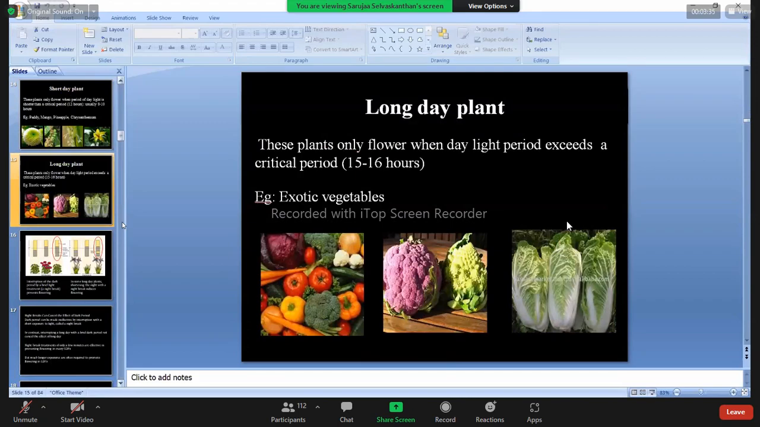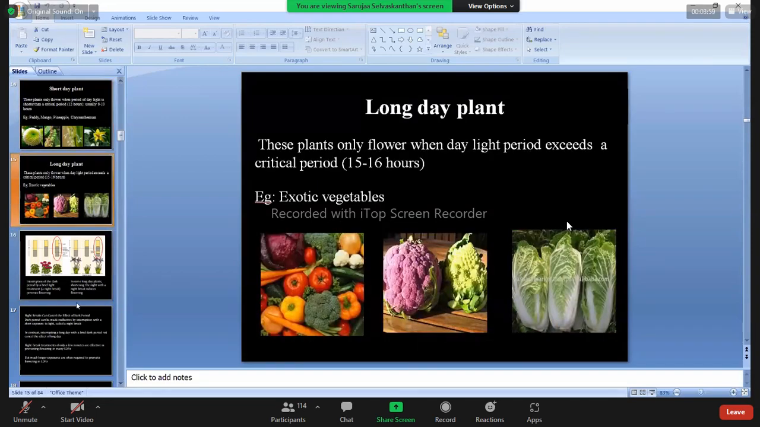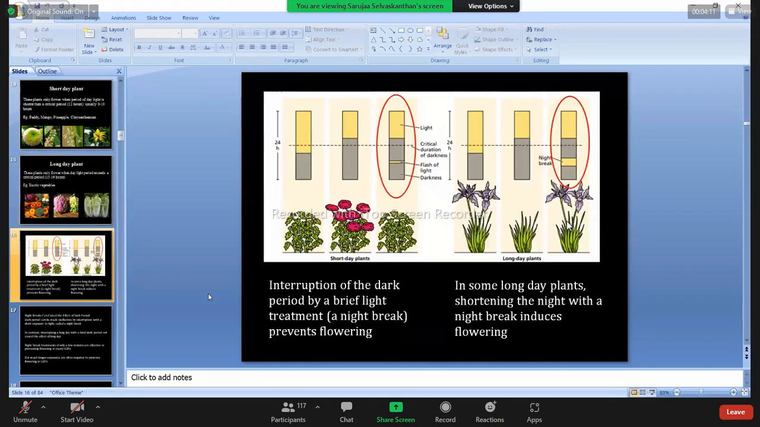Short day plants flower when the daylight period is less than the critical period, right? Normally, the critical light period is 12 hours. If it is less than that, the plant starts its flowering, right? And long day plants need light longer than the critical period, nearly 15 to 16 hours. Most of the exotic vegetables are long day plants, right?